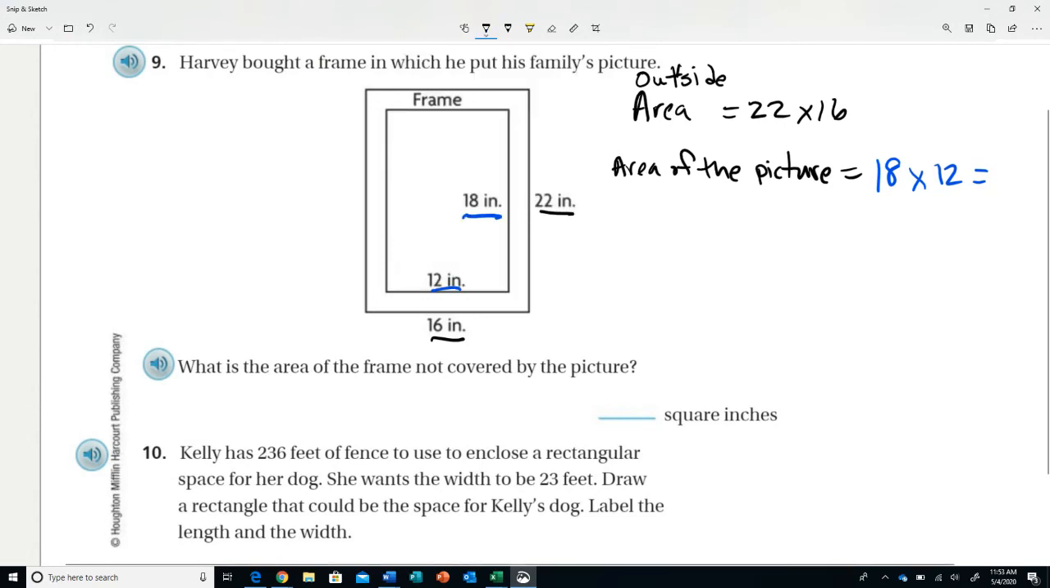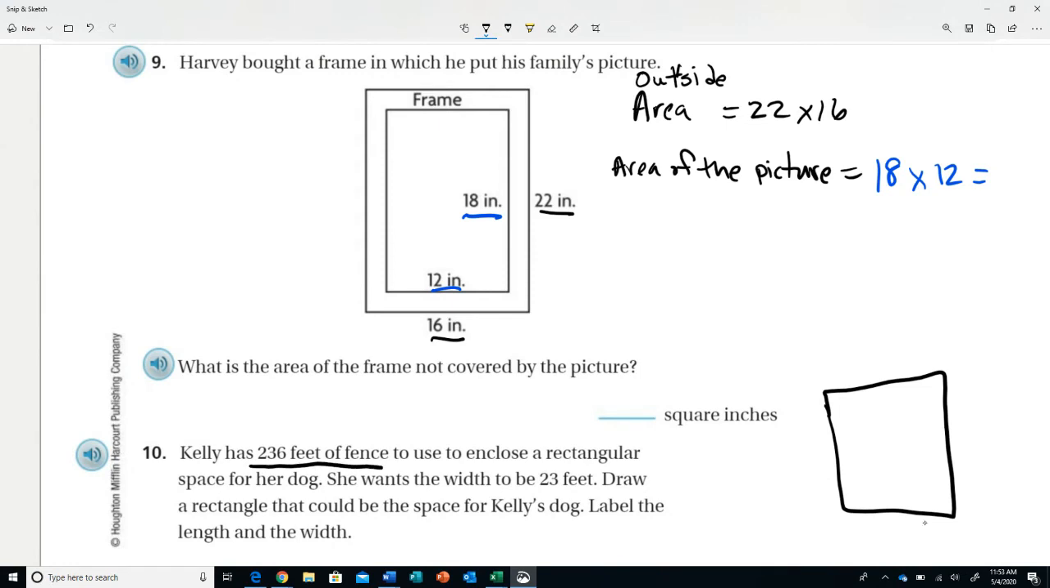So I'm going to switch back here to my color, and I'm going to draw a rectangle. So I know I have 236 feet of fence. Well, whenever they talk about fence, you got to think perimeter. We're not looking at area. She's not putting grass down or astroturf or anything like that. She's got fencing. So she knows she wants a width to be 23.